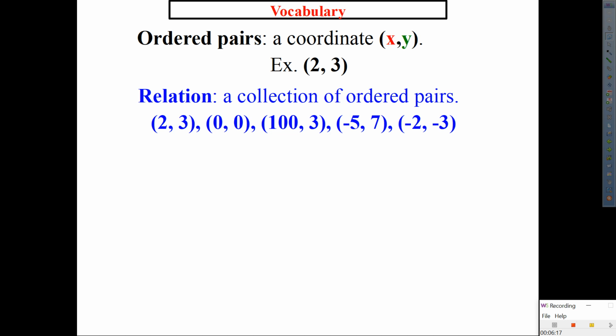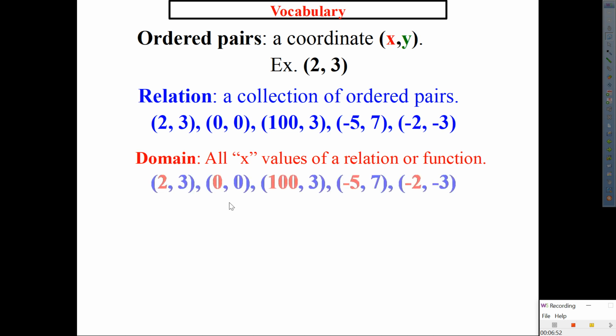What is the domain? What does domain stand for? Tell your neighbor, please. Yeah, domain is all x values. So if I was to give you a relation, your mind is already thinking what? 2, 0, 100, -5, -2. However, when I ask you to write the domain from a relation, look up. This is how you write it. Set notation, -5, -2, 0 to 100.